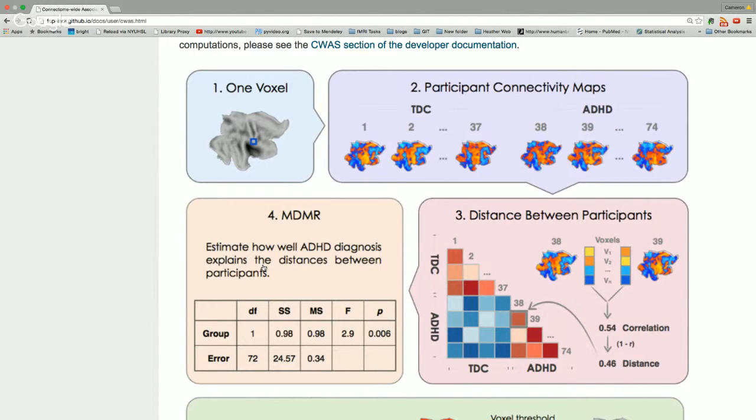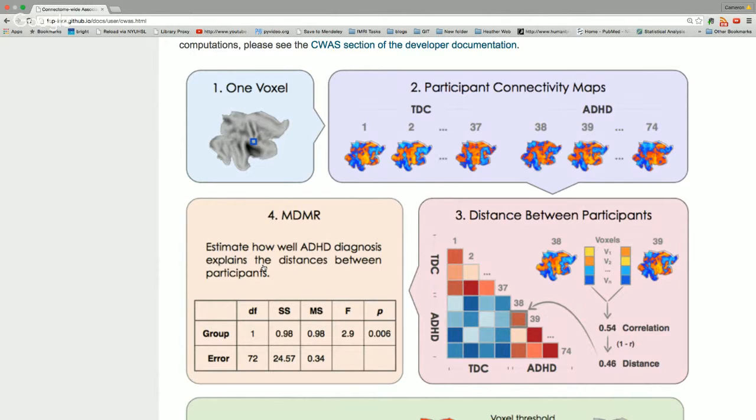Ideally, what you would see is sort of an example here where individuals within population 1, for example typically developing controls, are highly similar to themselves. ADHD is highly similar to themselves, and then TDC and ADHD are different from one another, right? And so you can actually do an F-test, which is essentially the within-group variance compared to the between-group variance.